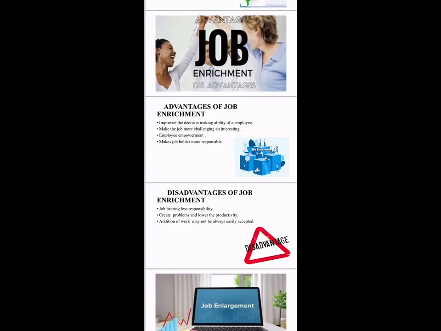Okay, students, don't wait for each other. Whoever is ready can unmute and start reading. I'll read.